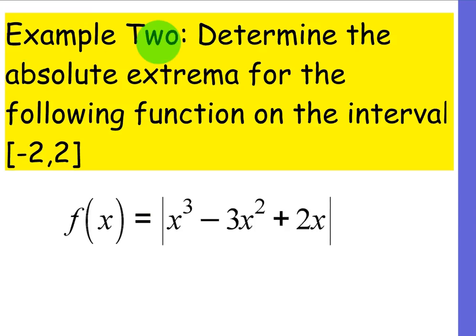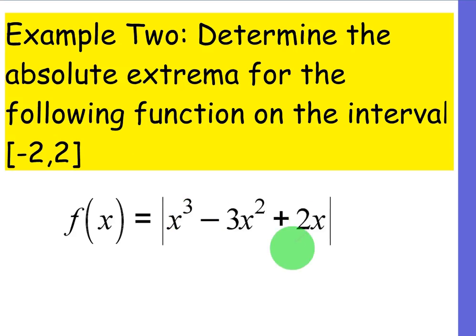Okay, let's take a look at a second example for absolute max and minimum, or absolute extrema. We want to determine the absolute extrema for the following function on the interval -2 to 2. So again, we have a closed interval. Here's our function. f(x) equals the absolute value of x cubed minus 3x squared plus 2x.